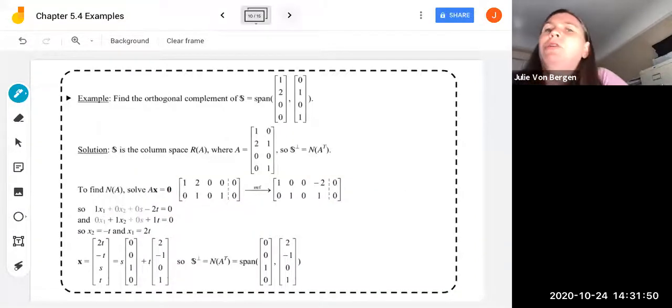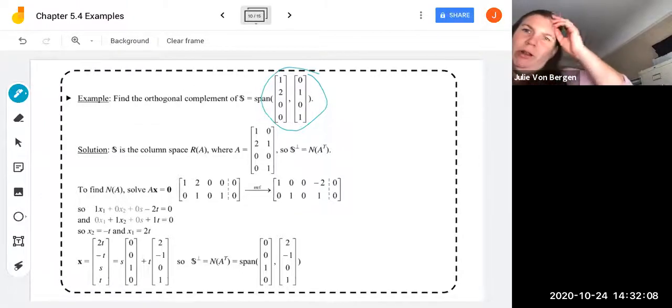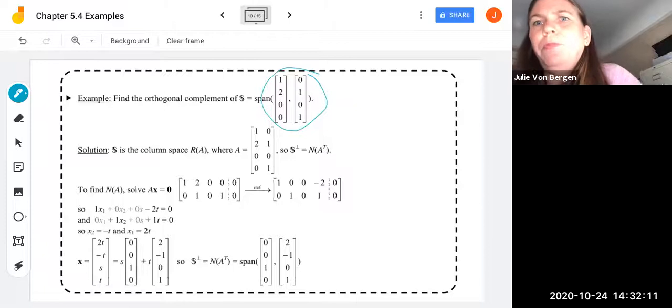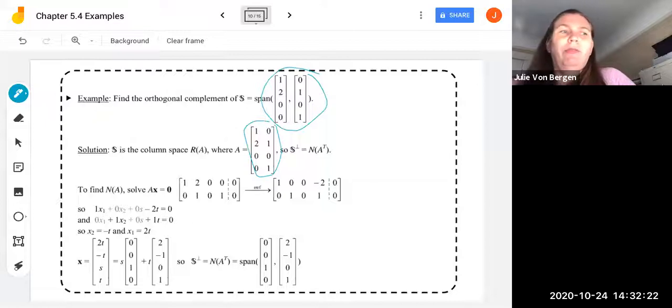Okay, so let's work through an example. We're going to find the orthogonal complement of S, where S is the span of 1, 2, 0, 0 and 0, 1, 0, 1. And so this is that same example we did earlier. I'm just going to walk you through all the steps here. So S is the column space R of A. And so here are our columns in the matrix. So S perpendicular, or the orthogonal complement to S, is the null space of A transpose.